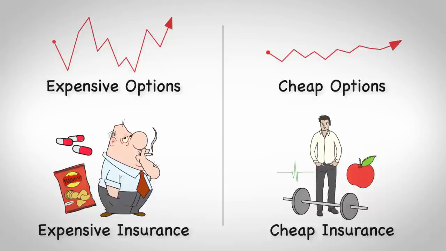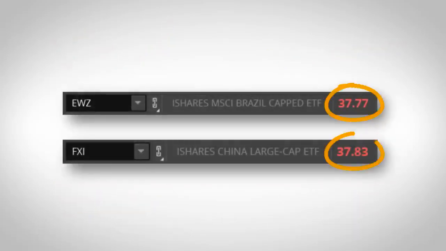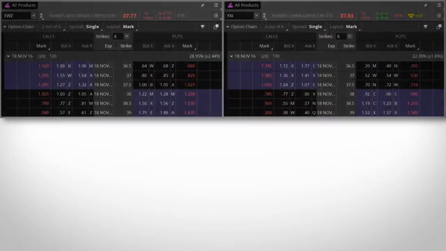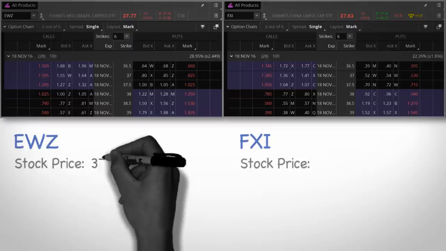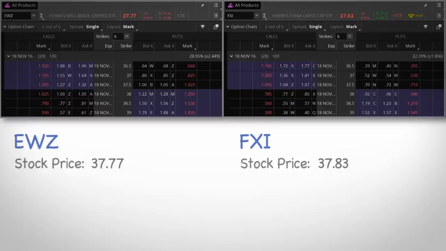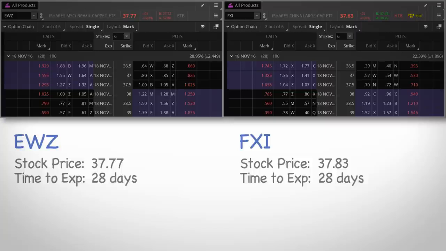Now let's take a look at a real example. I found two companies who have stock prices that are right around the same price. And we have the option chain of each stock pulled up side by side for you to see. So on the left side you can see EWZ, and on the right side you can see FXI. The difference in price between the two is only 6 cents, so basically nothing. And then of course the options displayed on your screen have 28 days to expiration. So the same price of the underlying stock and the same amount of time to expiration.